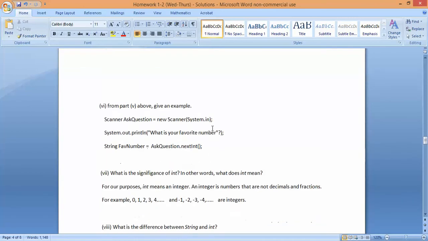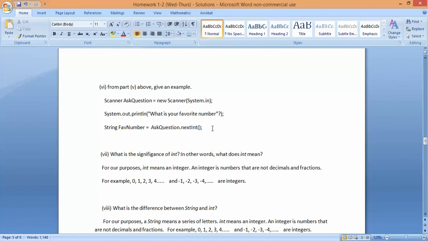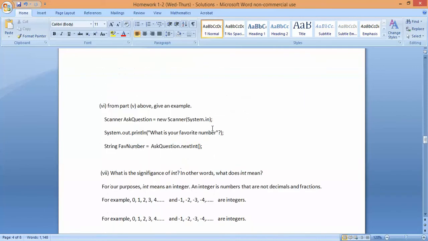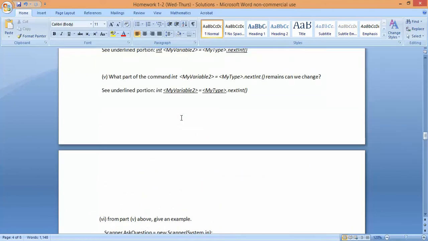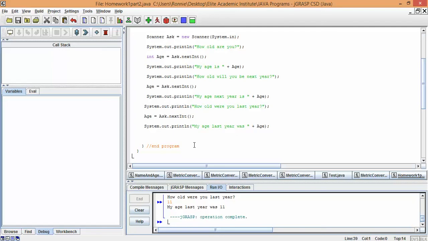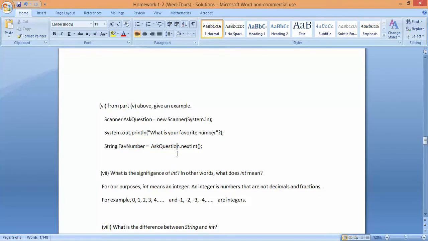Okay, we'll go to part 6. In fact, did we go over part 6 earlier? No, we didn't. Again, from part 5, give an example. And we just gave an example up at the top. We showed you here how this works. So we answered that example already, and you can put your own answer on. But from our example, we can ask a question: what is your favorite number? String favorite number.